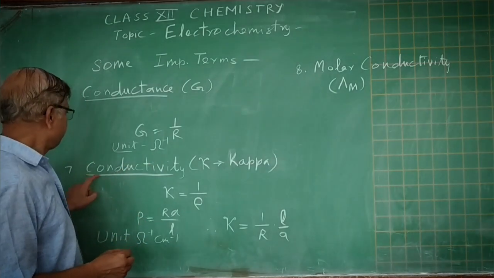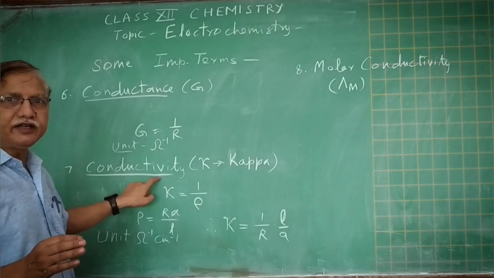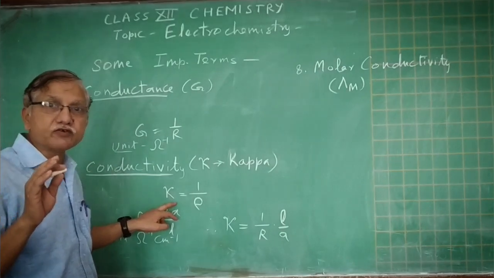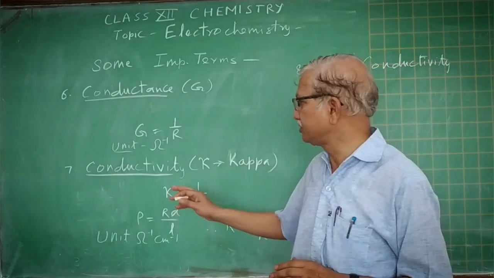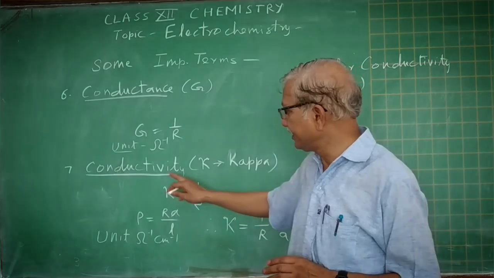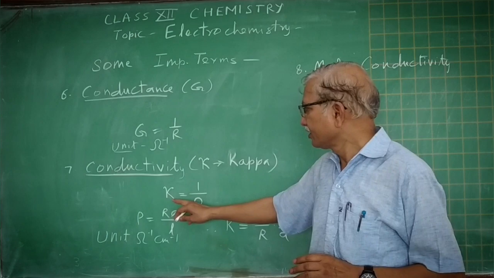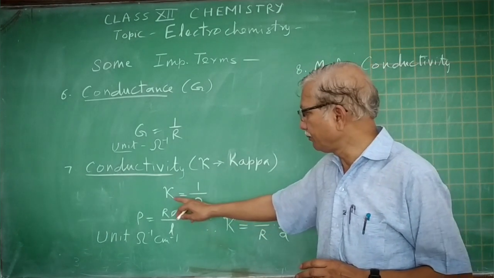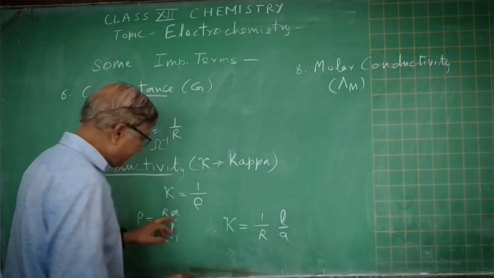Now the next important term is conductivity. Conductivity is the reciprocal of resistivity, that is specific resistance. Yesterday I told you resistivity is denoted by rho, and conductivity is denoted by kappa K. Kappa K is inverse of resistivity rho. So kappa K equals 1 upon rho, and as you know rho equal to R A upon L.